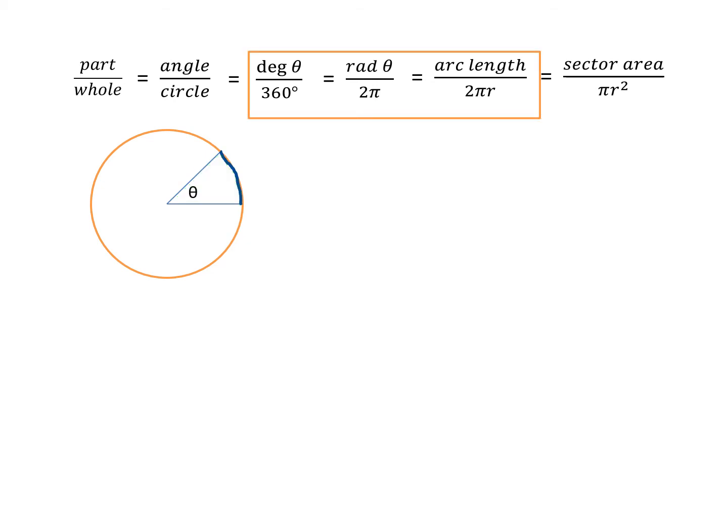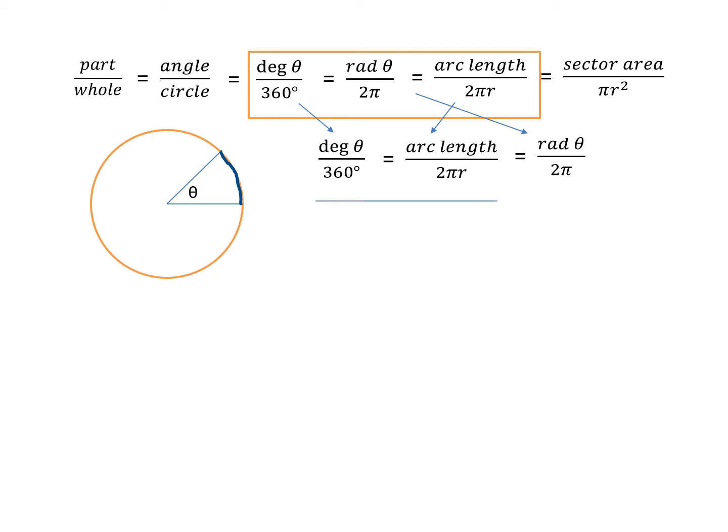Now let's take 3 of those expressions and play with them. I'm just going to rearrange them a little bit, and we'll look at the 2 on the left, cross multiply. The arc length, which I've abbreviated as L, times 360 will be equal to 2 pi r times the degree measure of theta. And then if you divide by 360 and simplify, the length of the arc is going to be pi over 180 times r times the degree measure of theta.